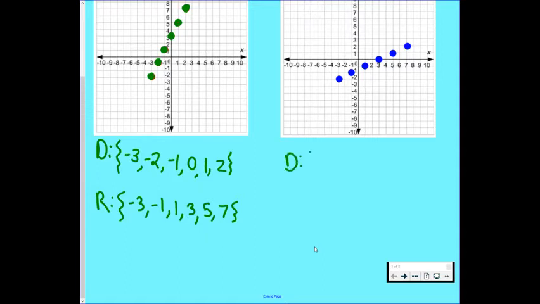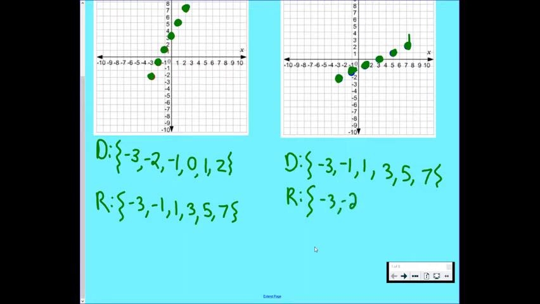The domain, again, the set of x values is -3 at that point, -1 at the next one, +1 at the next one, 3, 5, and 7. Those are the set of x values. Now let's do the range, which is the set of y values. Looking at those ordered pairs, it's -3, -2, -1, 0, 1, and 2. So that's the domain and range of those two graphs.